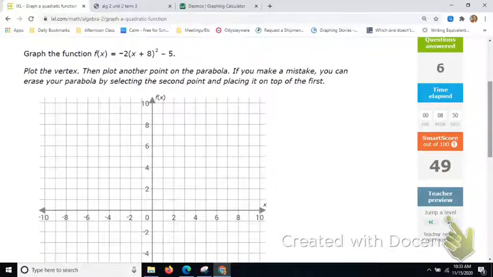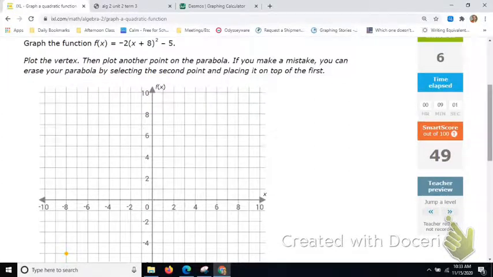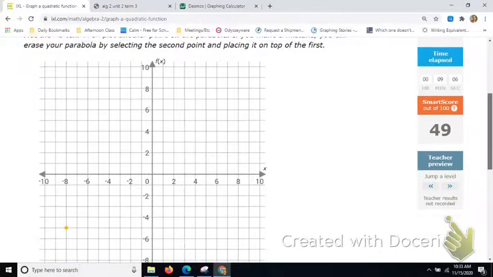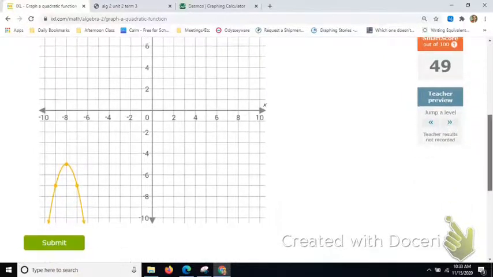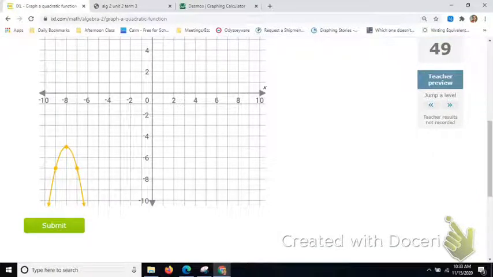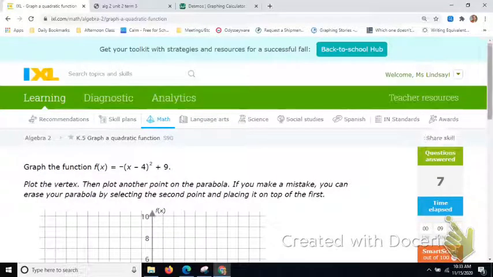So change the inside, keep the outside. Let's make sure I got that in the right spot. So I went left 8 and down 5. And then I need to go down 2 because my a value is negative 2. So I know it's opening down. So down 2 and over 1. So again, this is much simpler than if you had to do it on paper. It would be a lot more work on paper.